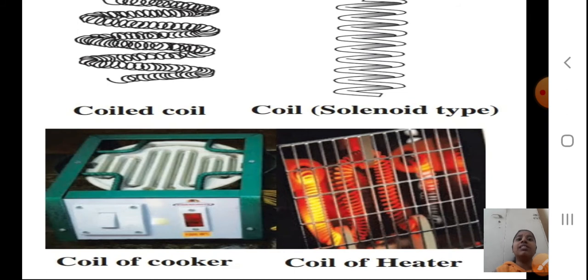Now these are the coils. You can see the coil of a cooker is seen like this. The coil of a heater you can see. The solenoid-type coil you can see. We have studied in this chapter what a solenoid is also.